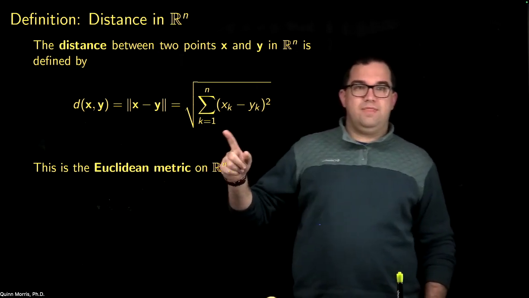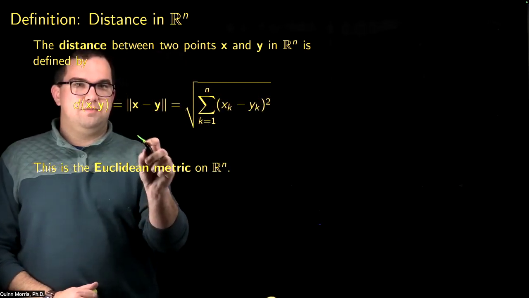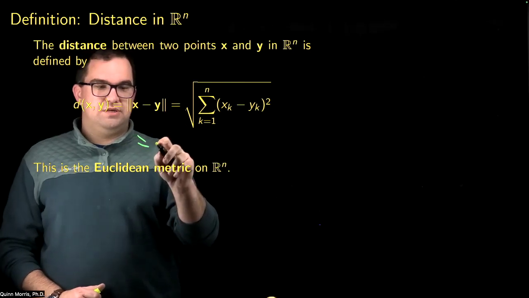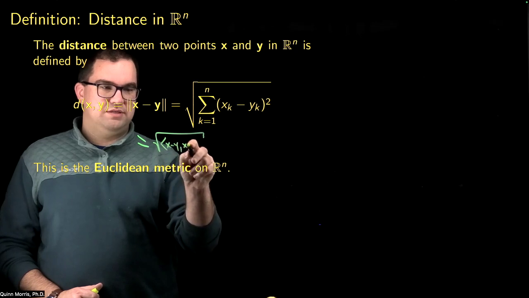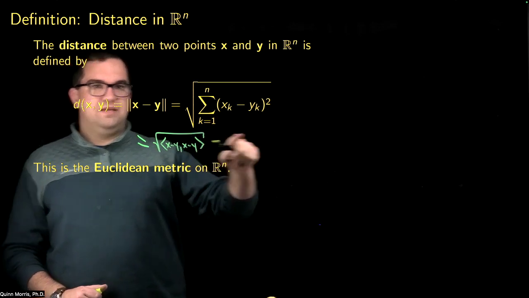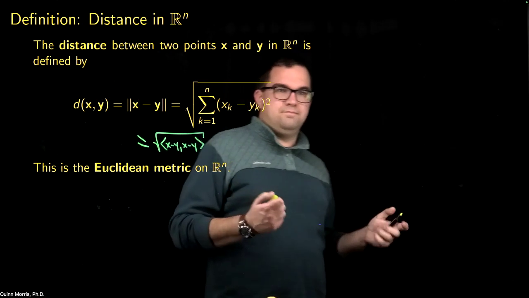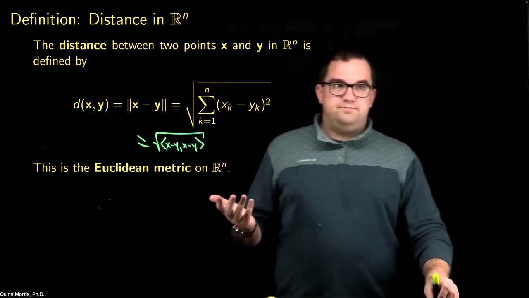Again, if we write out what that means, as an intermediate step, you could think, well, what does this really mean? Well, the norm of this vector is just the square root of the inner product of x minus y with itself. Then you write out what that would be, you get this. And if you notice, this is just the standard distance formula in Rn. And so we call this the Euclidean metric.